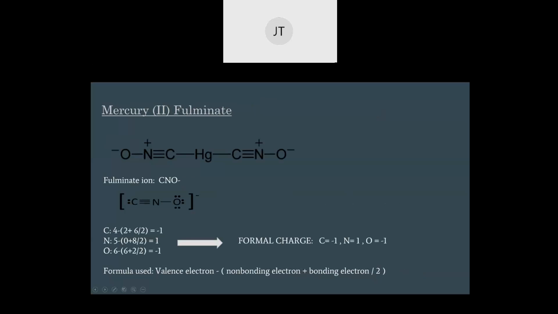For the mercury fulminate, the formal charge is calculated using the same formula. For the carbon, the valence electrons minus, we have 2 non-bonding electrons and 6 bonding electrons over 2, equal -1. The nitrogen has 5 valence electrons minus 0 non-bonding electrons and 8 bonding electrons over 2, equal 1. And same for the oxygen. So we will have the formal charge of C equal -1, N equal 1, and oxygen equal -1.